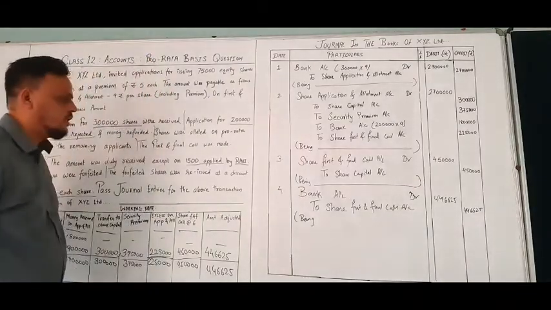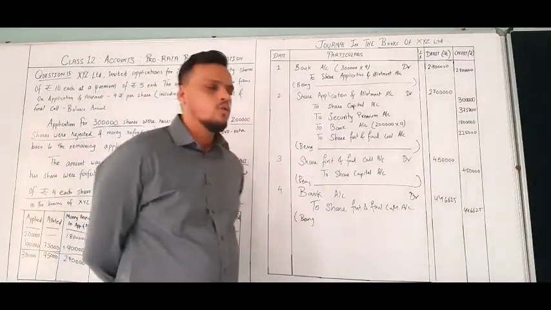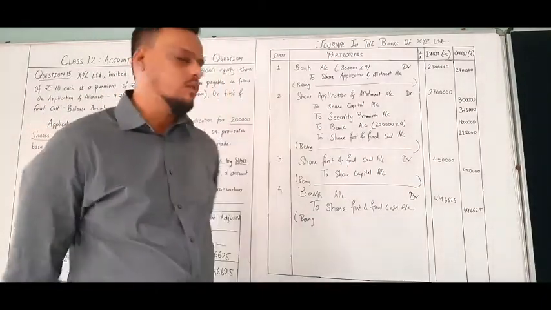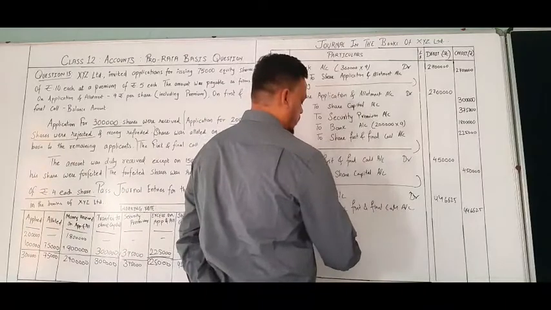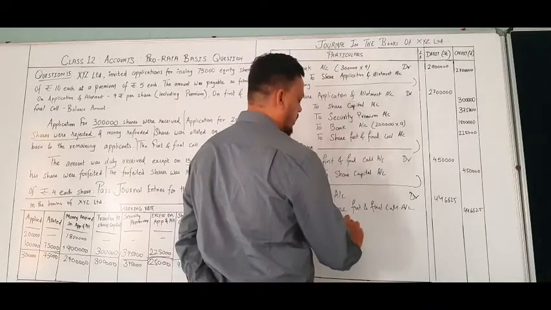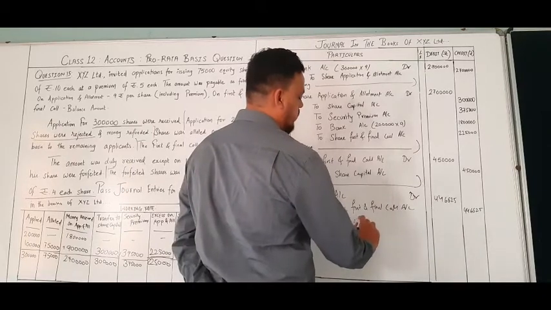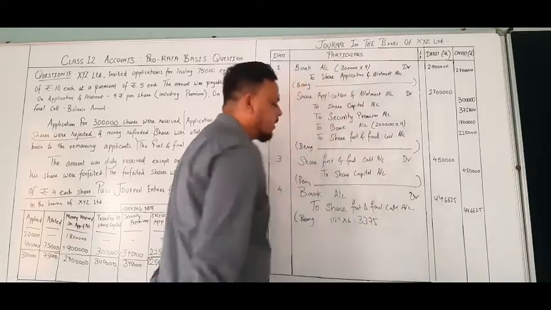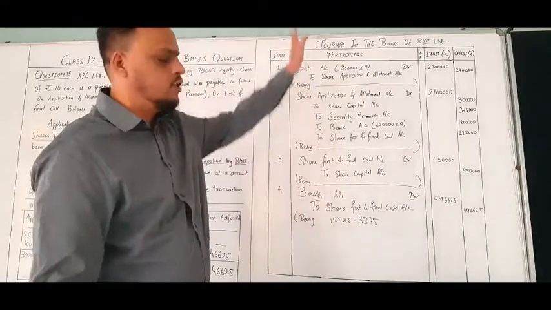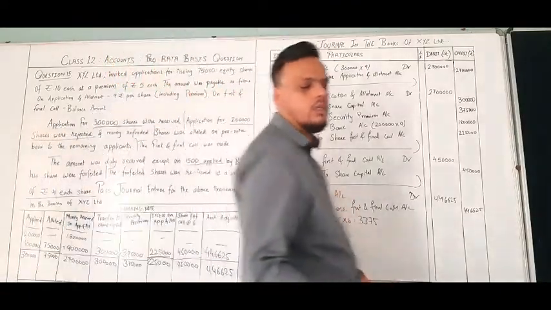Here 1500 shares where 1125 amount is not received. Here we have to write the share 1125 which has been allotted. It has not been received as 6 rupees. So here we did not receive 3375 rupees. So it has to be mentioned accordingly in the question.